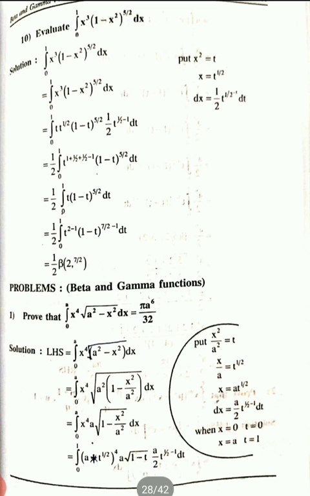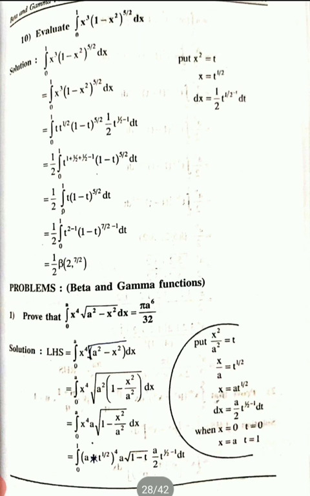Next, take problems on beta and gamma functions. These are very important examples. They will ask for 5 marks. Let's see. Prove that integration 0 to a x raised to 4 square root of a square minus x square dx is equal to pi a raised to 6 divided by 32. We have to prove that it equals pi a raised to 6 divided by 32.